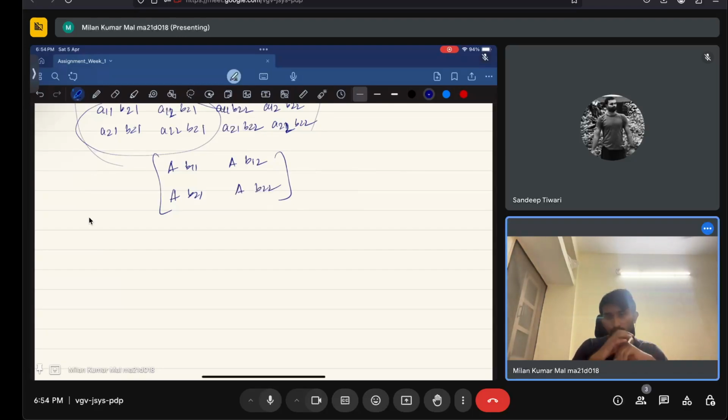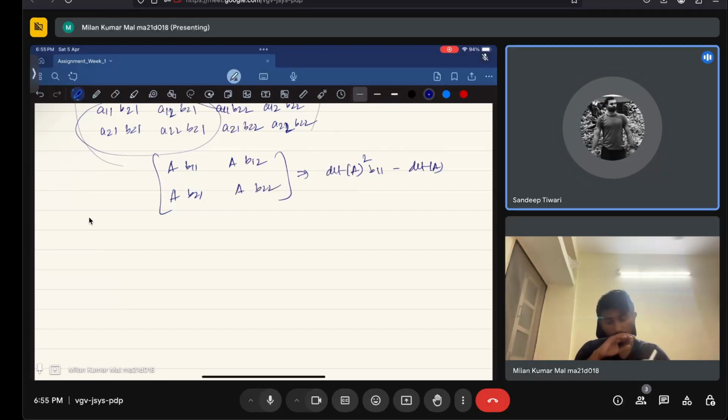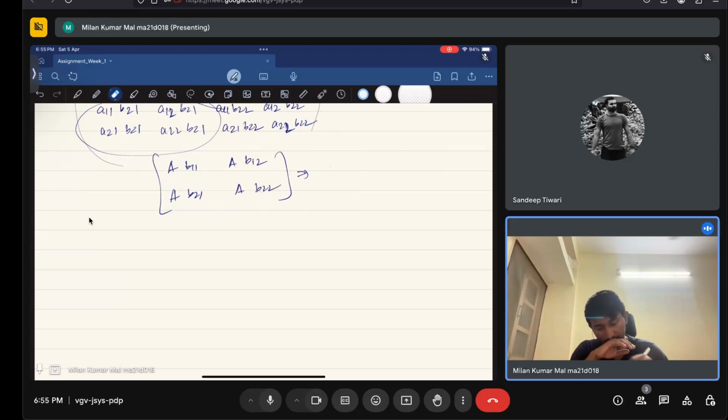So you can write here determinant of A, B11 square minus determinant of A. I mean this will be determinant of AD minus BC, sir, no? But this is a matrix, right? Not like that it will be. I think it will be determinant of A square, determinant of B square, I think.